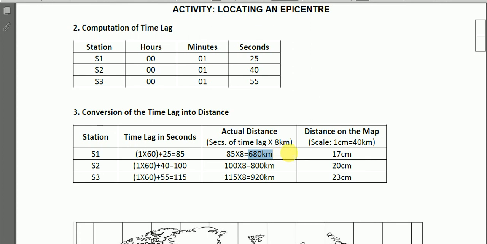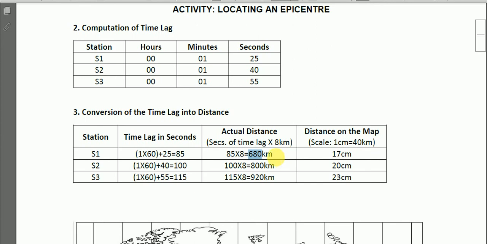Then after that we have to find the distance on the map. According to this textbook, the scale given here is 1 centimeter equals 40 kilometers. That means a distance of 1 centimeter on the map represents 40 kilometers on the ground. So we have to divide this 680 kilometers by 40 kilometers. After that, you will get the distance on the map: 17 centimeters is the distance on the map, and 680 is the distance on the ground.